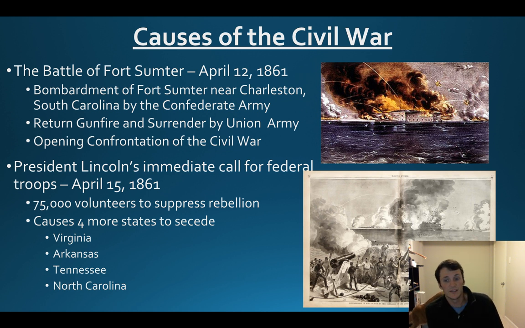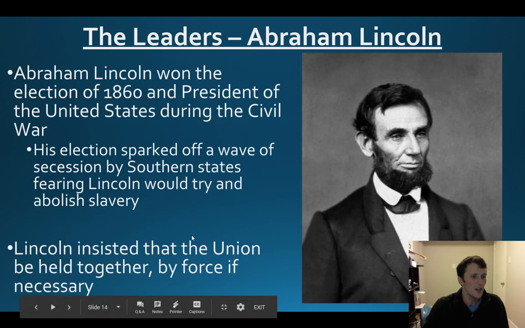Immediately following this, you are going to see Abraham Lincoln immediately call for federal troops, right? He's going to call for 75,000 volunteers to suppress this insurrection, this rebellion. And you're going to ultimately get the last four of these Confederate states to secede: Virginia, Arkansas, Tennessee, and North Carolina. Right?